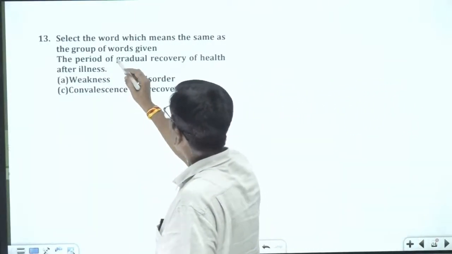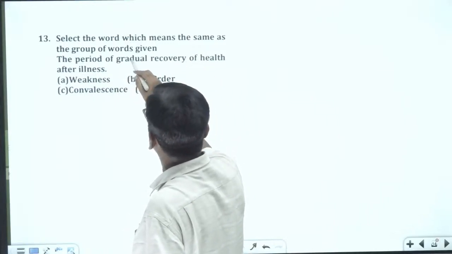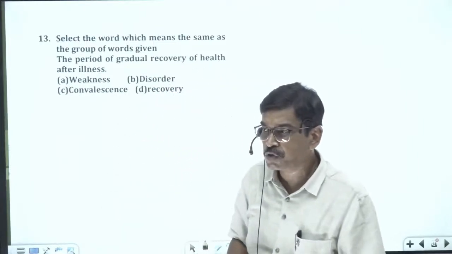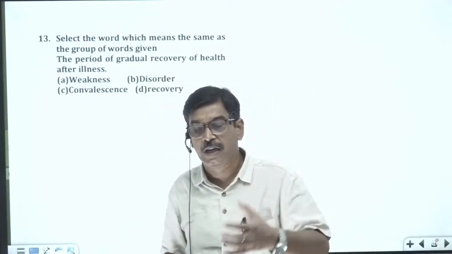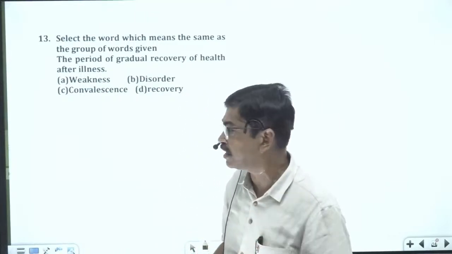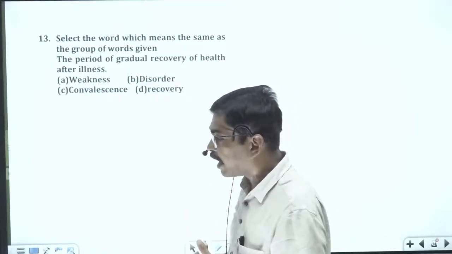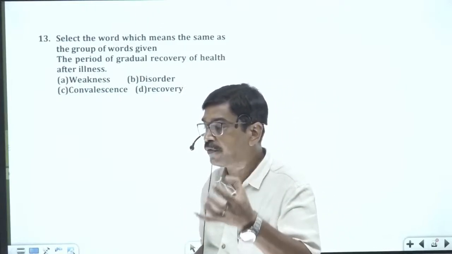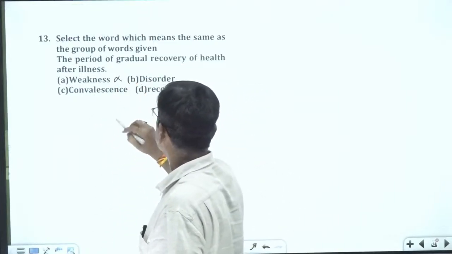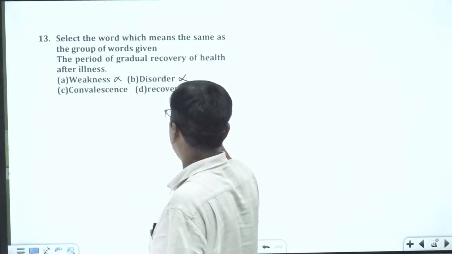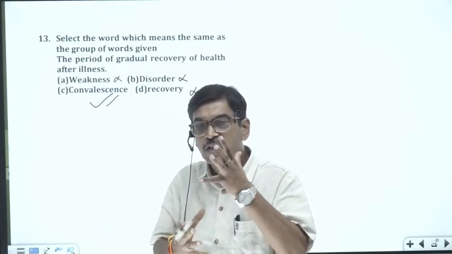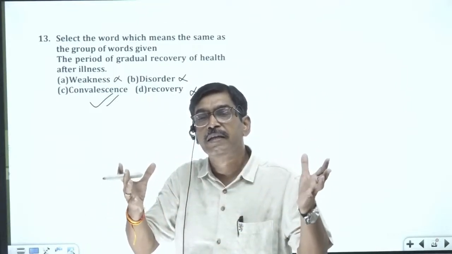Next, select the word which means the same as the group of words given. The period of gradual recovery of health after illness. Suppose that someone is suffering from a prolonged illness, for a long time, from some illness or disease. And after that comes recovering, gradual recovery. That is called gradual recovery. So, very easy. Not weakness, not disorder, not recovery. The simple answer is convalescence. Convalescence is gradual recovery from prolonged illness or disease.